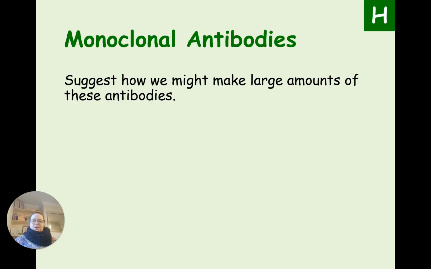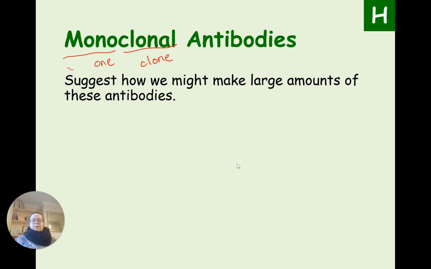Suggest how we might make large amounts of these antibodies. We know what antibodies are, and monoclonal antibodies means making lots of the same antibodies with the same site, with the same complementary shape. Mono means one. Clonal, like clone, so they're all identical. And then we've got antibodies.